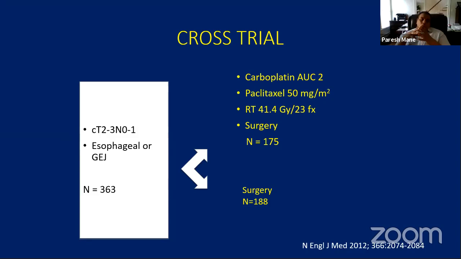One was surgery alone versus the other, which received a combination of carboplatin and paclitaxel with 41 gray of radiation. In the United States, they modify the amount of radiation they get. In Europe, they get 41. Here, they get about 45 gray.